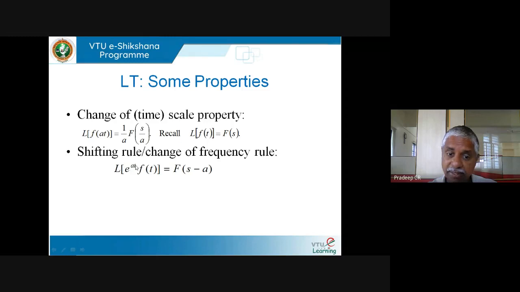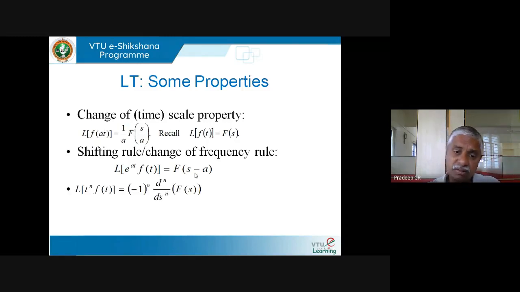Laplace of e power at f(t) is capital F of s minus a. The bottom line is, if you know Laplace of f(t), I can find Laplace of e power at f(t). How? In Laplace of f(t), you will have an s term, but replace s by s minus a. That's all this says. As simple as that.